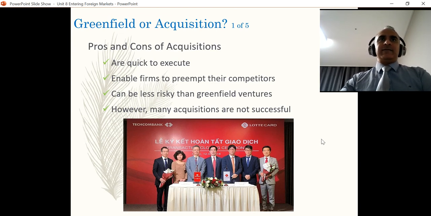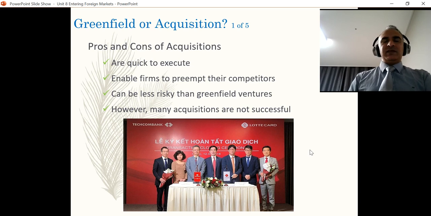So we have here also acquisitions. Acquisitions happen when you want to enter that market, but the learning curve is too tough and you don't want to go through it. So here, for example, we have Techcombank and Lotte Card in Vietnam. For you to open a new bank in Vietnam is too troublesome. Regulations are way too extensive.